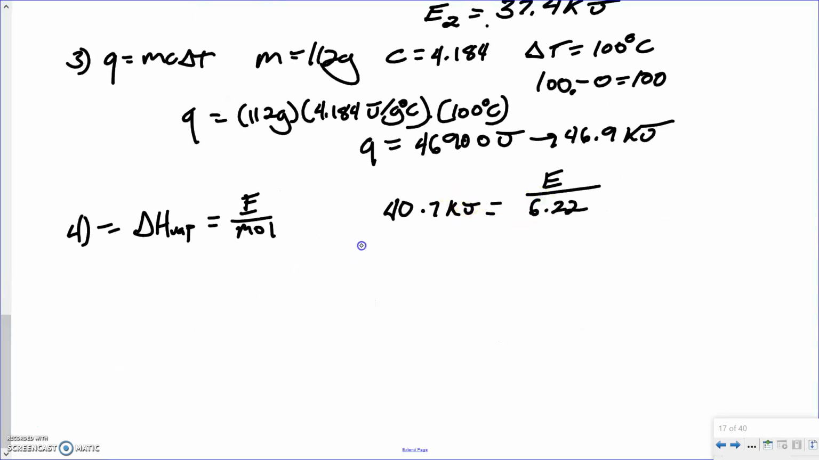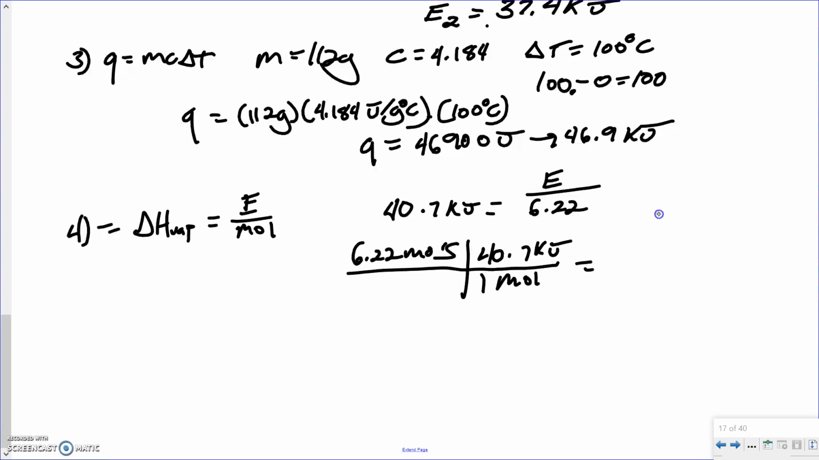Or again, what we can do is set it up as 6.22 moles, and then we have 40.7 kilojoules per 1 mole. We can set it up either way. It's up to you how you want to do it. You're going to get the same number. So we have our 40.7 times 6.22. 3 proper sig figs again is going to give us an energy of 253 kilojoules.